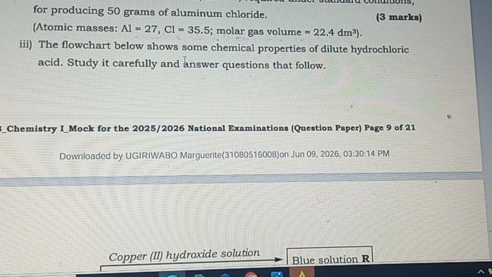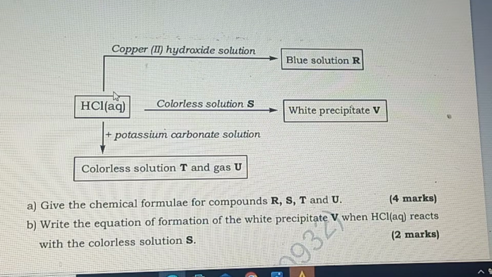The flowchart below shows some chemical properties of dilute hydrochloric acid. Study it carefully and answer the question. You see, we have hydrogen, copper hydroxide giving a blue solution R, silver nitrate colorless solution S giving white precipitate V, colorless solution T, and gas U. Give the chemical formula of compounds R, S, and T.